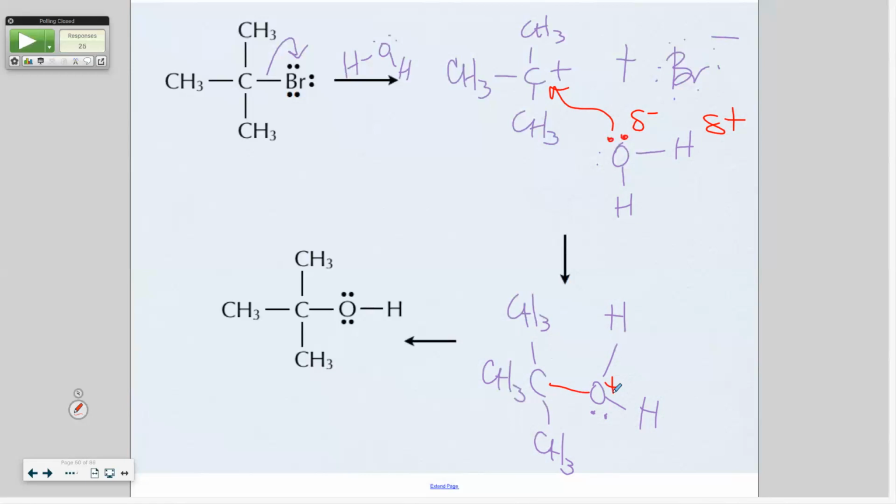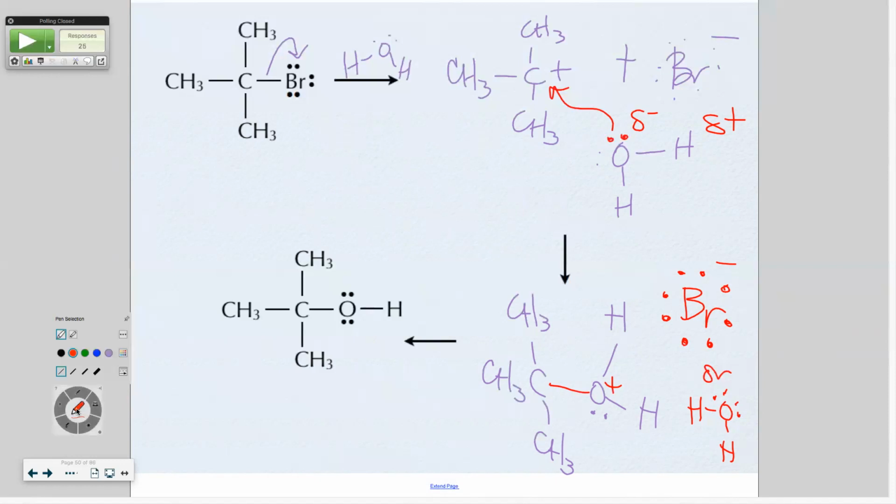What else is in there? Bromide to bind to it. Okay, yeah, you could use bromide. Or water to bind to it. Generally speaking, you use a lot of water, and so there's probably more water in there, but it really doesn't matter. It's probably both of them doing it.